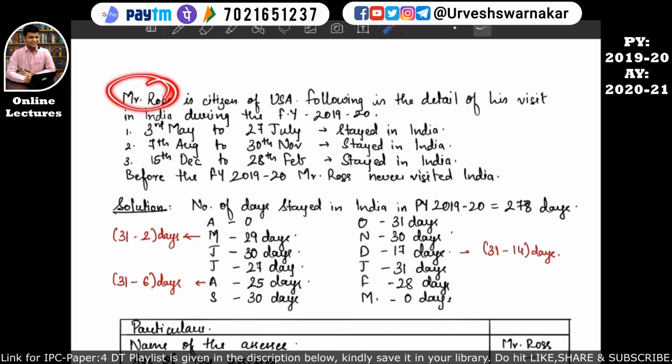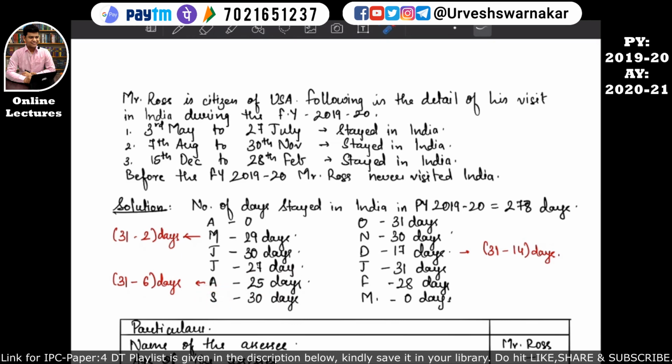So Mr. Ross visited India again on 7th August, and he stayed in India up to 30th November. So in other words, Mr. Ross was not there in India in the month of August from 1st August to 6th August. So from 7th August, he was in India. In the month of August, there are 31 days and for 6 days he was not in India. So we'll subtract those 6 days from 31 days, and these 25 days will be equal to the number of days he has stayed in India.